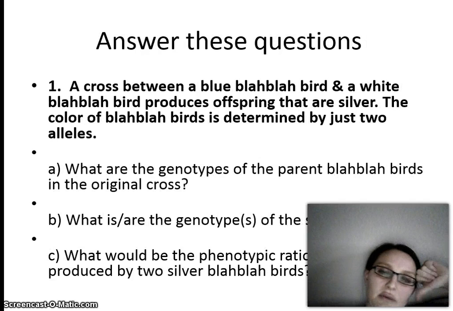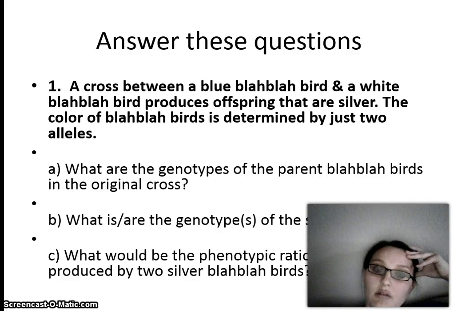Okay, so I want you to pause the video here, and these are practice questions that I've put in. I'll read them to you, and then you answer, and then the answers are later in this podcast. It's the next slide, I think. 1. A cross between a blue blah blah bird and a white blah blah bird produces offspring that are silver. The color of blah blah birds is determined by just two alleles.